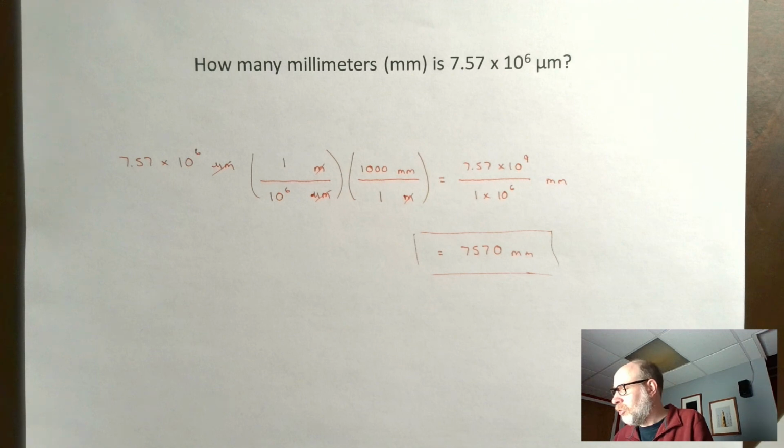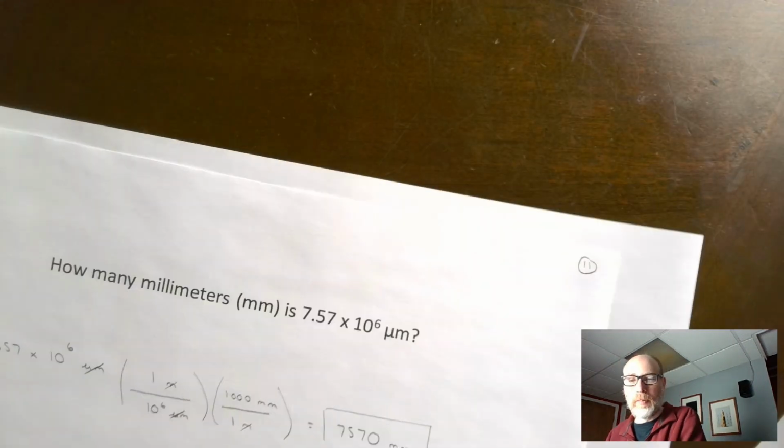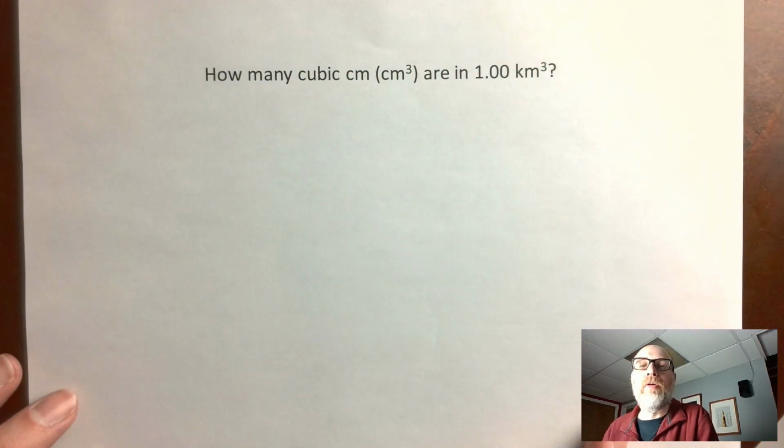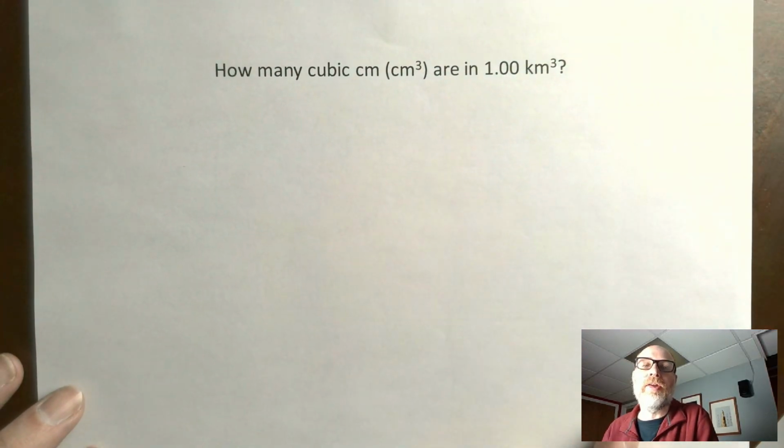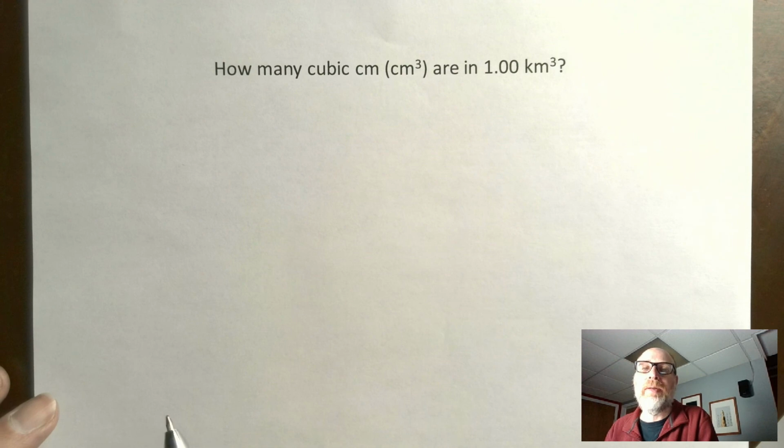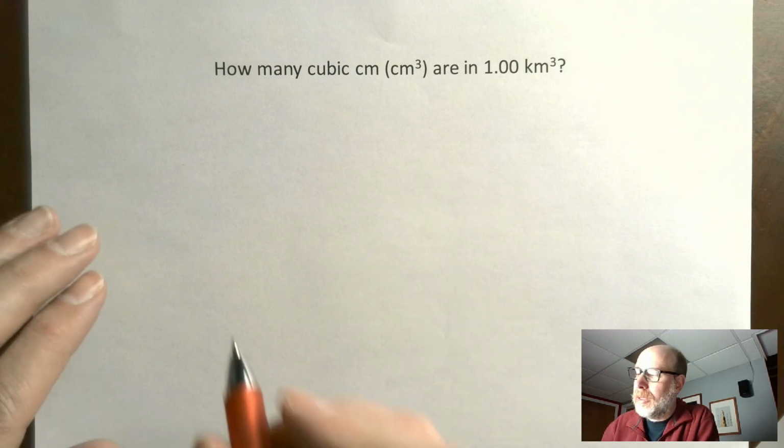And this one we're going to throw a little bit of a wrench into. It's going to make the math a little bit harder, probably one of the more challenging mathematical calculations we're going to do for the entire semester. And that is, what happens if we're dealing with a volume or an area? So how many cubic centimeters are in 1 cubic kilometer?